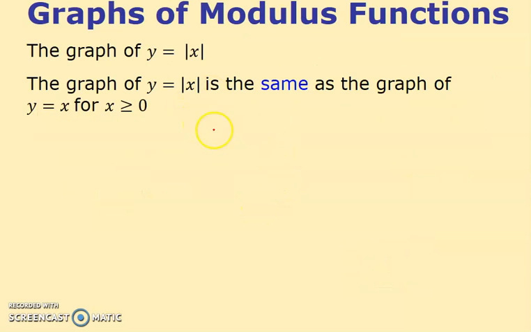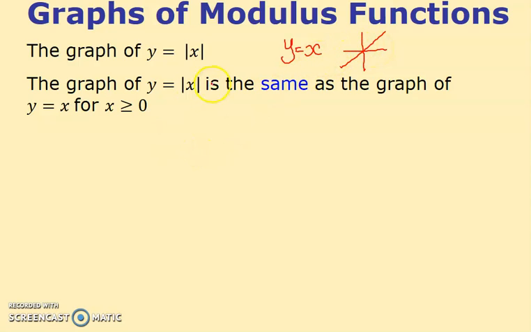So I want to look at a graph. Effectively, I want the graph of mod x. And the way to do this is to know what the graph of y equals x looks like. You should know that y equals x is essentially a straight line through the origin with a perfect gradient of 1, straight through, perfect diagonal.